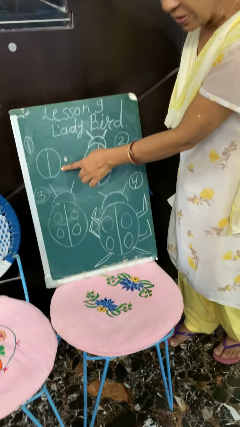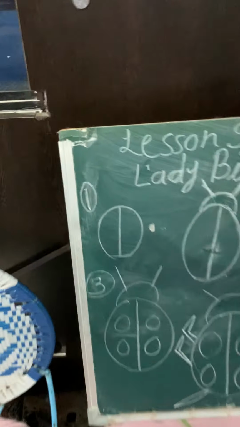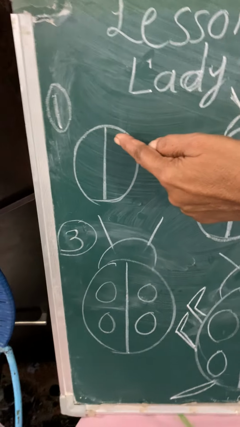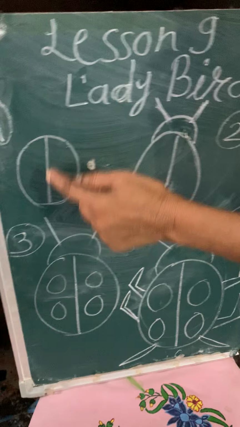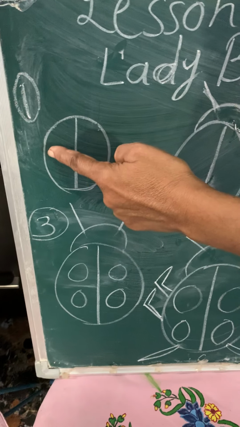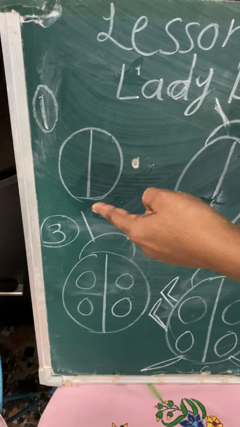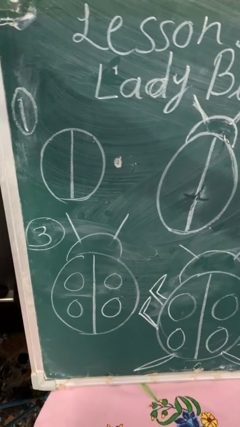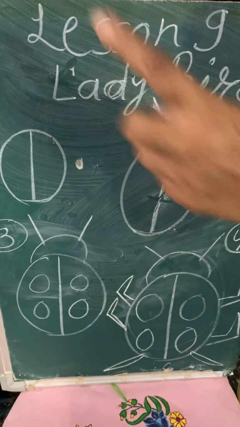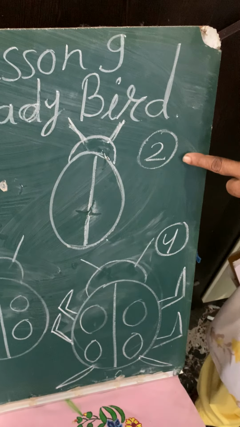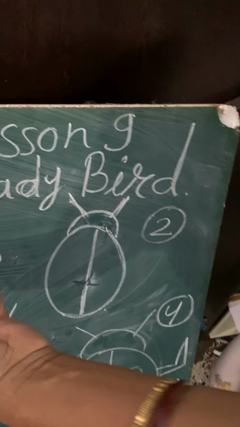So what is our first step? In our first step, we draw a small circle and a small line inside the circle to divide the circle into 2 half parts. And what is our second step? In our second step, we repeat our first step.